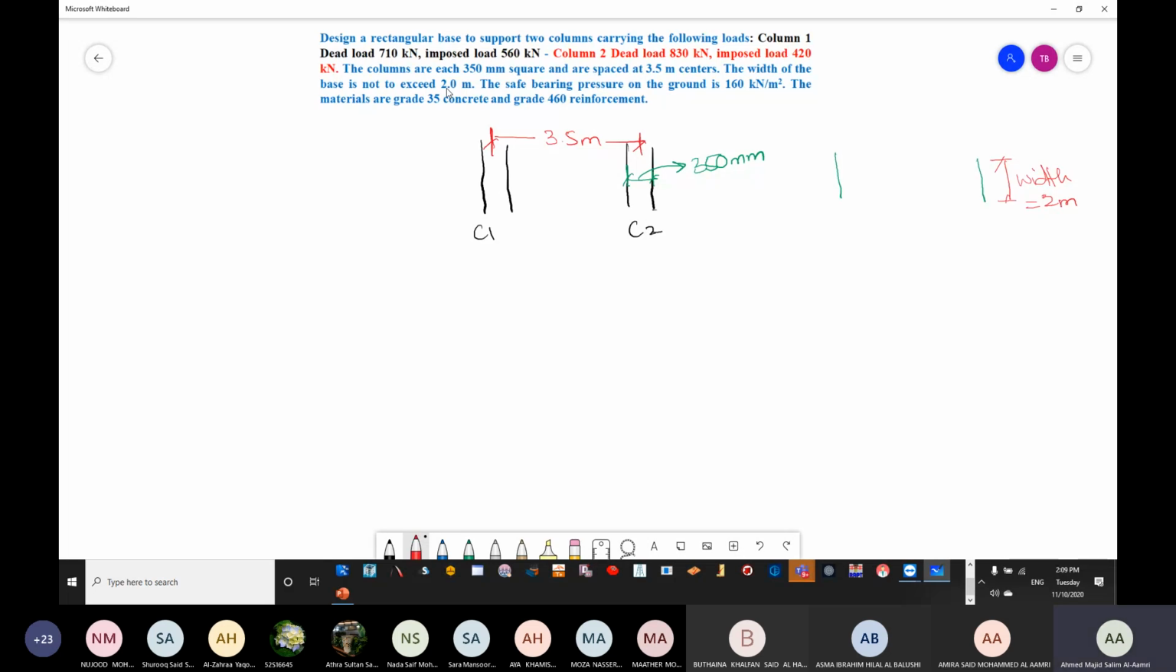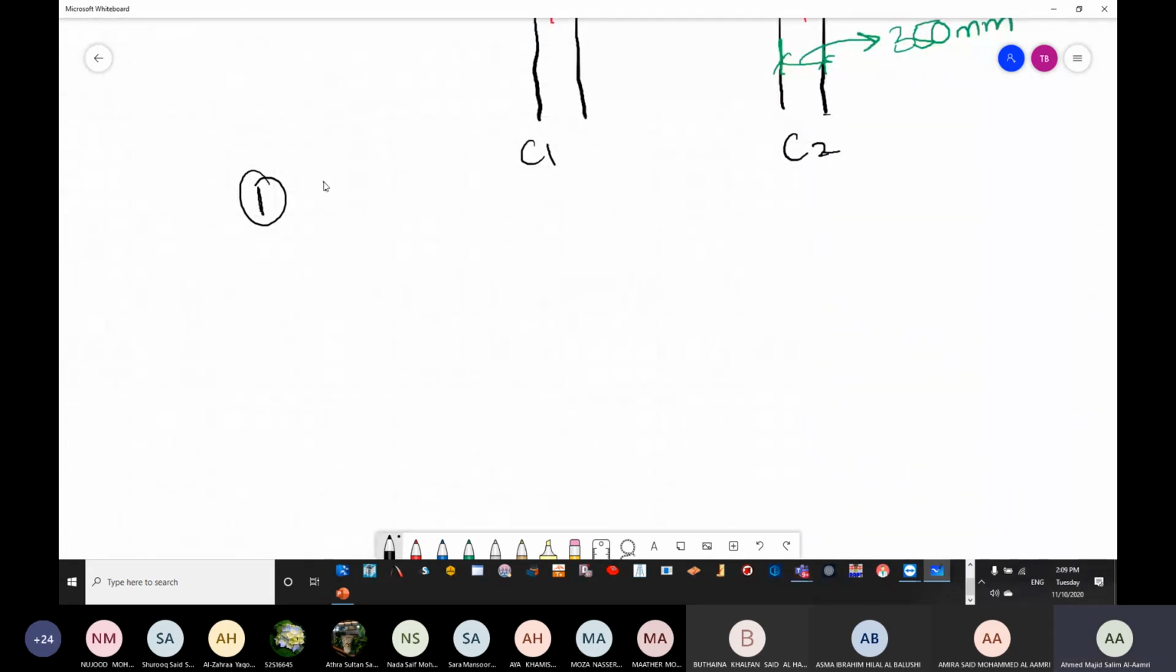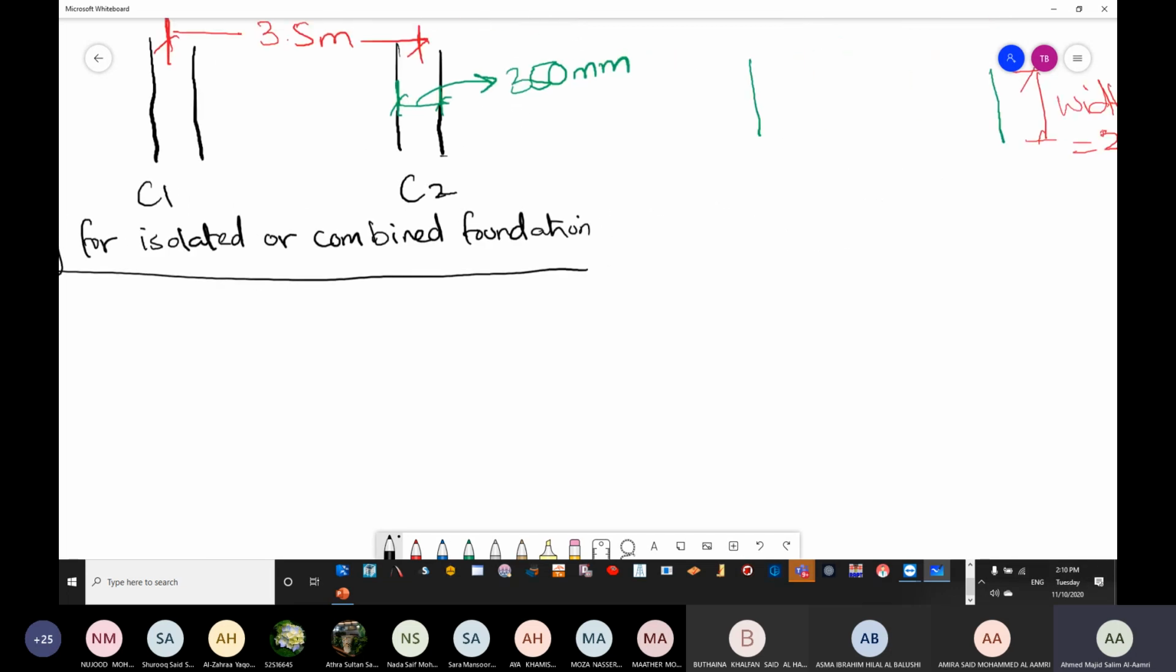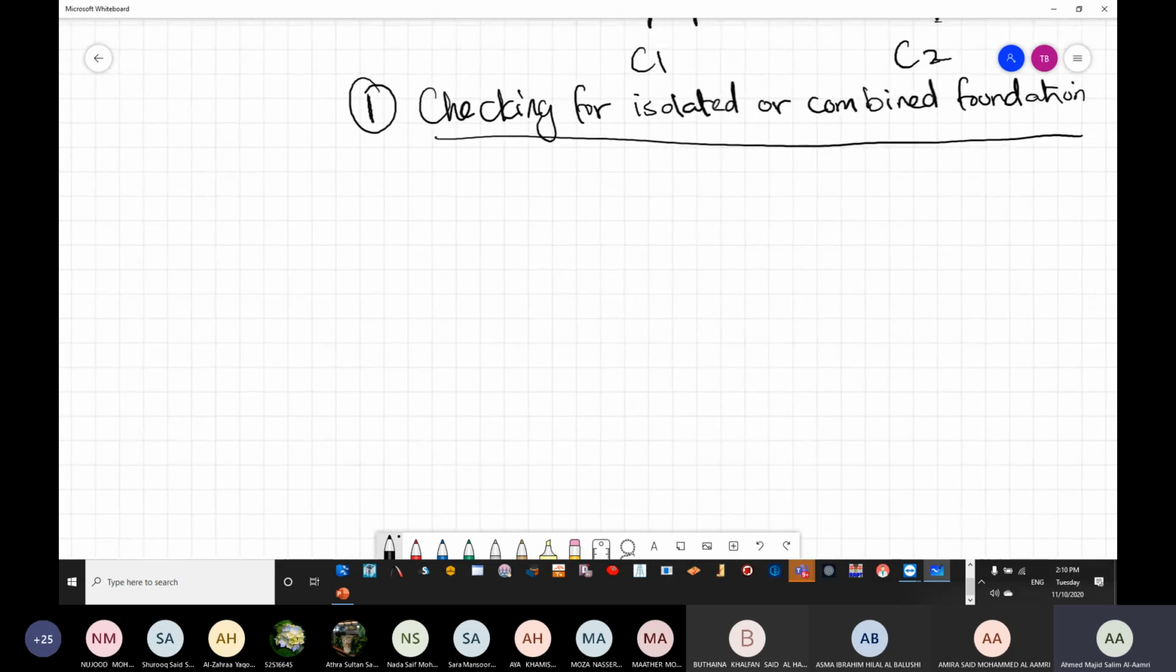Now for me, the first thing that I need to do is to go and check whether we require isolated or combined foundation. Okay. So first thing, we are going to go for checking for isolated or combined foundation. Now you need to help me here in the calculation. Okay. Since there's no solution ready in the PowerPoint. Okay, so you need to help me in the calculation. Put your calculators ready.